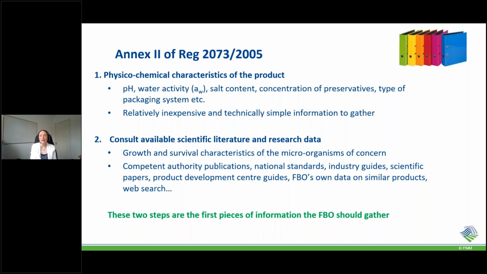Then when you've gathered that information, then you can go to scientific literature and research data and try and gather as much information as you possibly can on the microorganisms of concern to your food and how it might grow. So competent authorities like the Food Safety Authority of Ireland, the Department of Agriculture, and other competent authorities in other countries like the Food Standards Agency in the UK, they may have guides and information that will be useful.